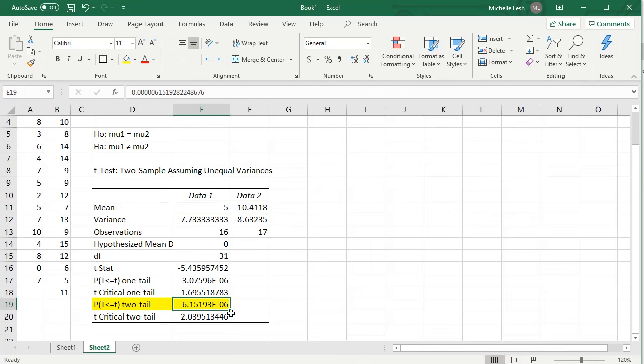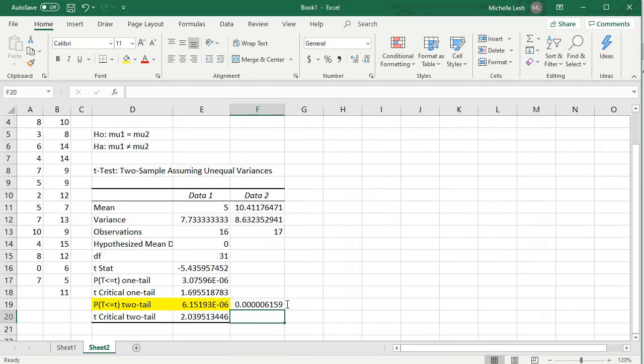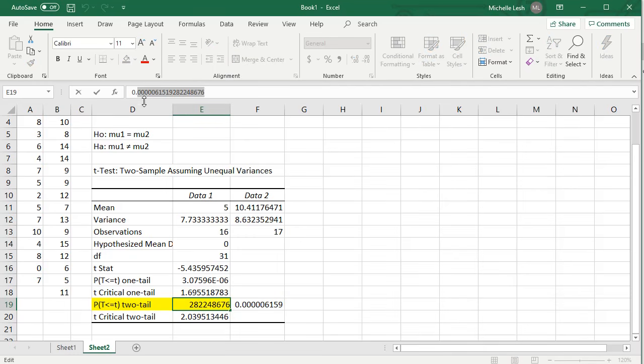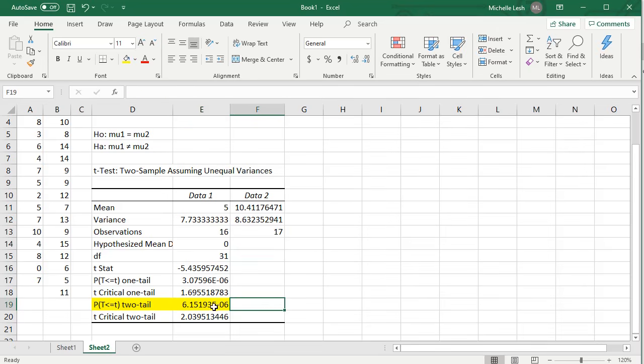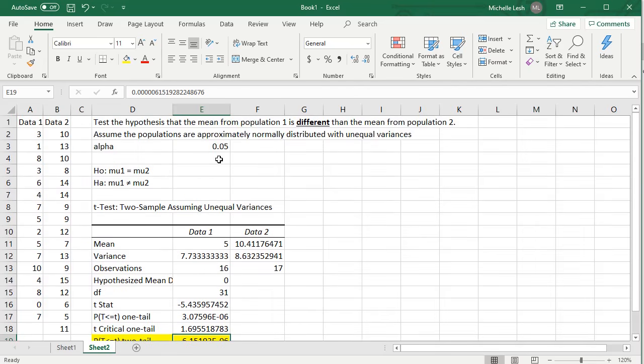When we look at this p-value, remember this e to the negative 6 means we move the decimal 6 places to the left. So that's 0.1, 2, 3, 4, 5, 6. These are the same numbers, this one and this one, because that's what the e to the negative means. You can see it up here. It looks like there's 5 zeros and then a 6. So that's a really small p-value. Is it less than alpha? Yes, it is.